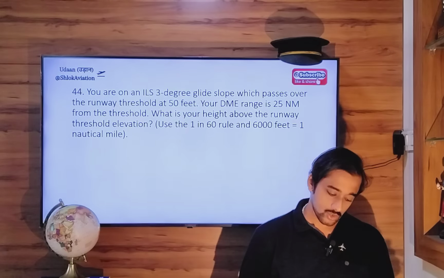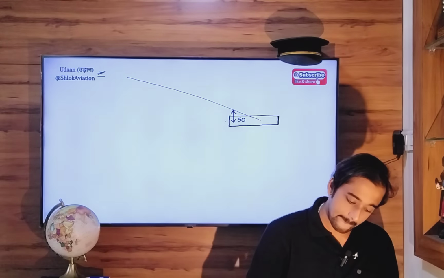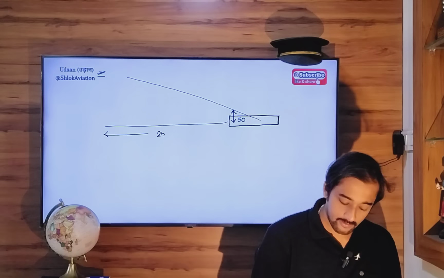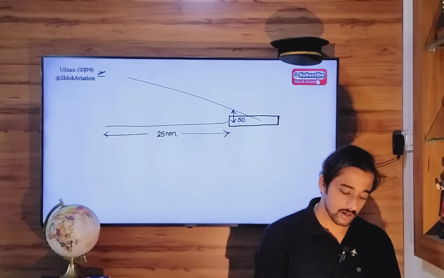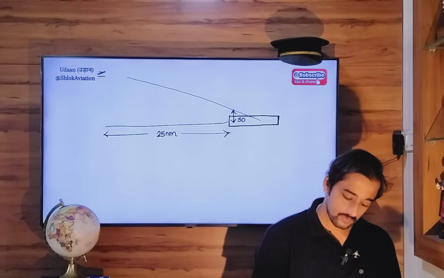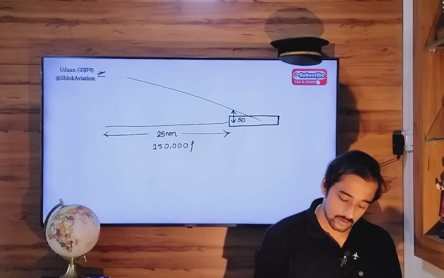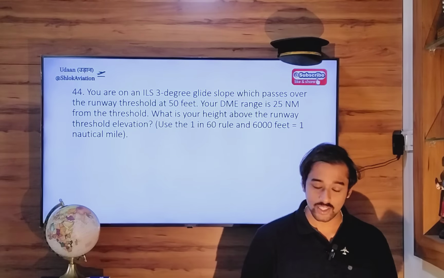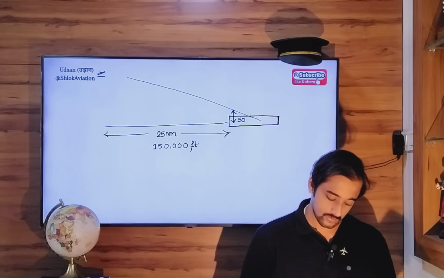Your DME range is 25 miles away from the threshold. So 25 miles is nothing but 150,000 feet. What is your height above the threshold elevation, using the 1 in 60 rule?